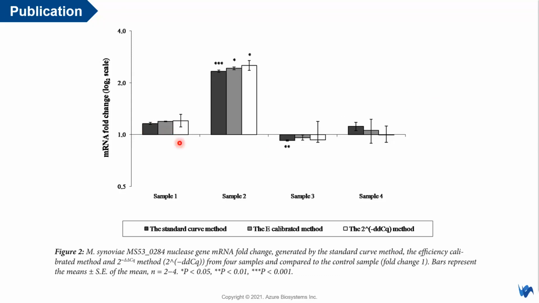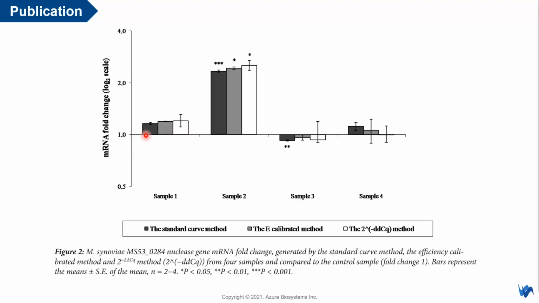Right. So we have the standard curve method, efficiency calibrated method, and the delta delta CT method. All of them generate comparable and reliable results when all necessary conditions for each method are fulfilled. Like I say, when you use delta delta CQ, you need to have the validation curve to show that both the target and reference genes have the same efficiencies.